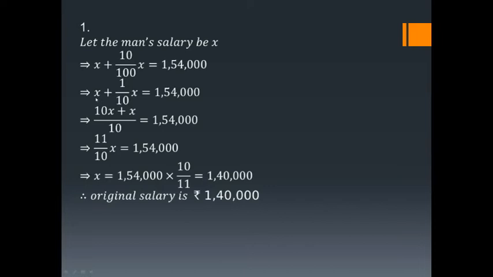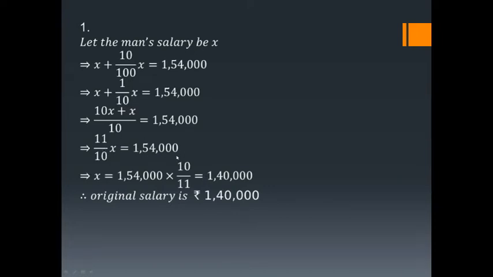Take LCM of 10. This X does not have any denominator, so we can multiply straight away with the LCM. Then 10X plus X. 10X plus X is 11X. So 11 by 10 X is equal to 1,54,000.